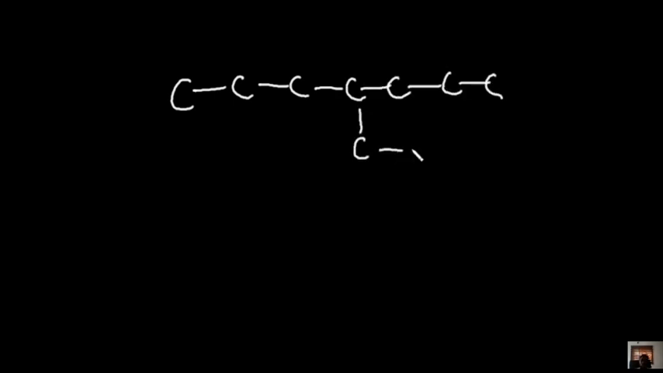Remember, alkanes only have single bonds, and they only possess hydrocarbons. So let's look at this. If you have this, for instance, we are going to simply count from end to end to determine which of them is the longest. So if you count from this end to this end, you have 1, 2, 3.